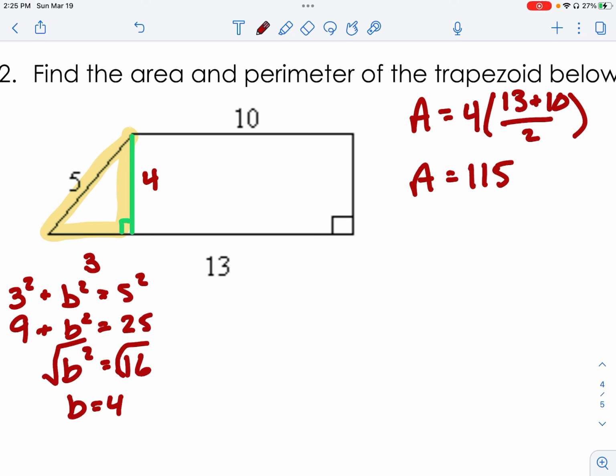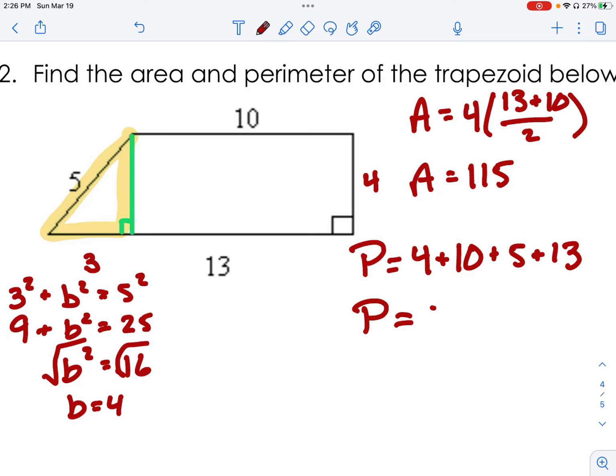If I wanted to find the perimeter, well, I know that my height here is 4, so this height will also be 4. Height cannot change. So I know that this is 4, and perimeter is just adding up all of your sides. So 4 plus 10 plus 5 plus a 13 gives me a perimeter of 32.